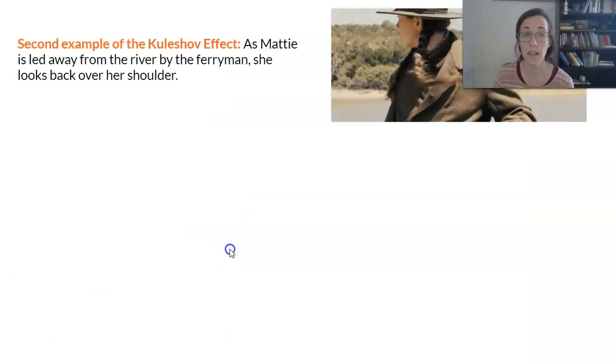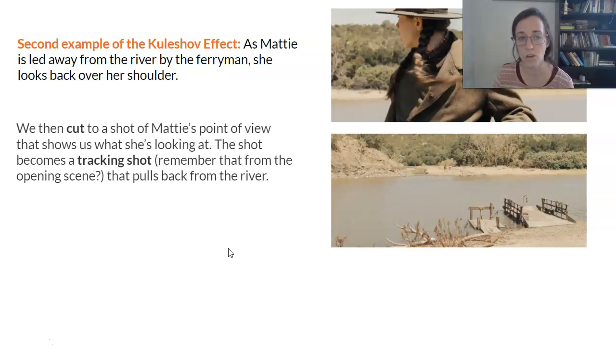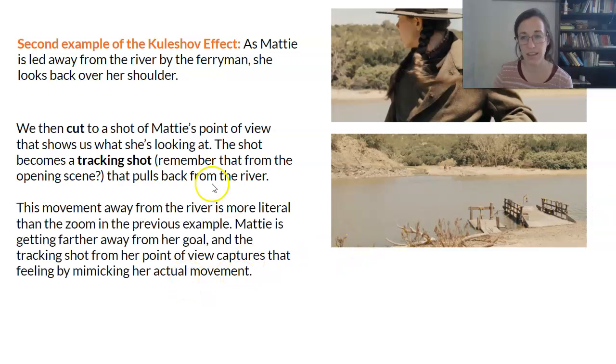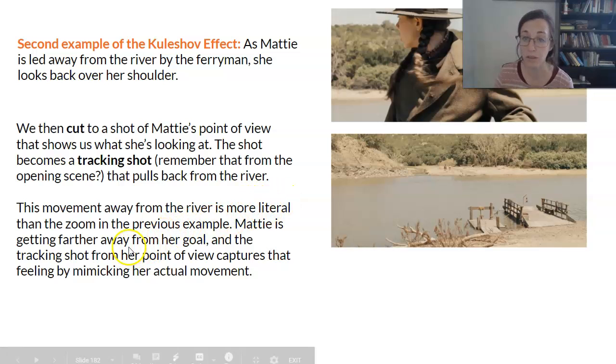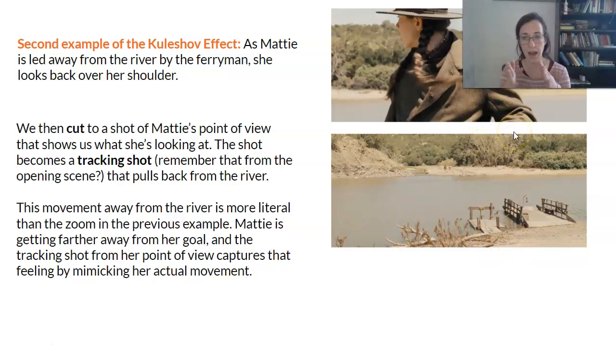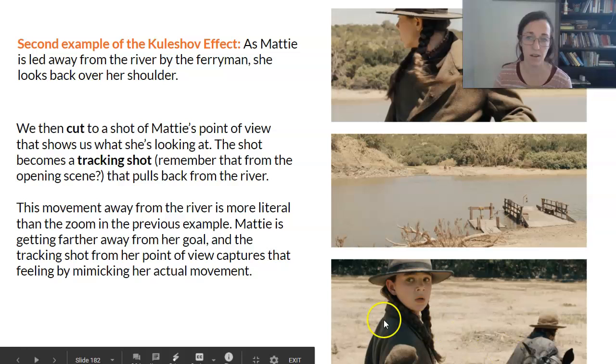So she's panicked a little bit, looks back over her shoulder, realizes that she's being taken away from this, which is very much her goal. That tracking shot pulls back from the river. And in this bit of analysis, the movement away from the river is more literal. It's not just figurative. She's getting farther away from her goal, literally. And the tracking shot pulling back from this master shot mimics her actual movement. That's what a good film will do. Everything will be coming together in her character.